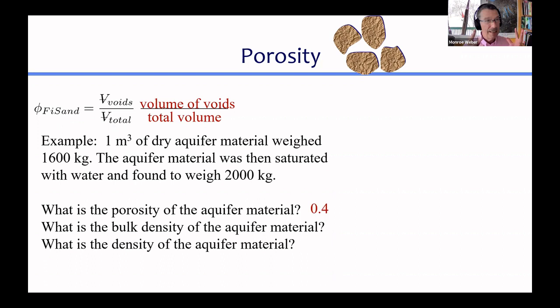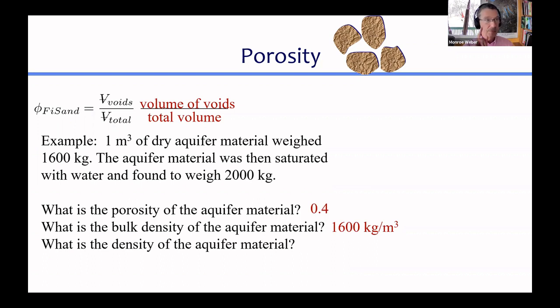So the bulk density includes the fact that material had some voids, and you're counting those voids as volume of the material. So the bulk density of this aquifer material, it weighed 1,600 kilograms, and it occupied a cubic meter. And so its bulk density is 1,600 kilograms per cubic meter. That one's easy. Bulk just means the whole thing, including the pores.